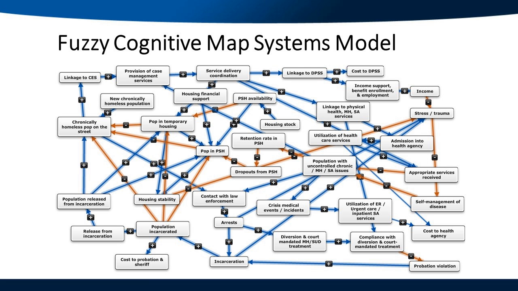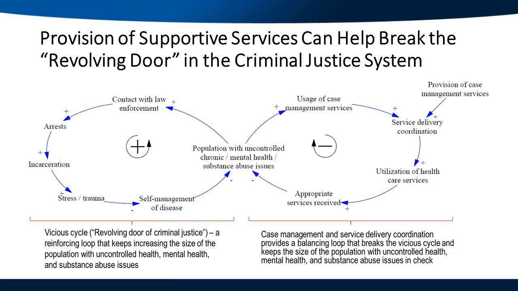Just maybe if you're curious, the blue lines represent things that have a positive relationship with each other, that if you increase something, then it increases the other nodes. Red lines represent two nodes that have negative relationships. Maybe an easier way to show you how we can use this is if we extract some pieces of this diagram, then we can represent what is known. I'm sure many of you are familiar with the revolving door in the criminal justice system.